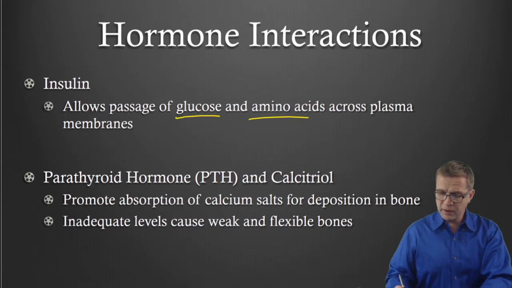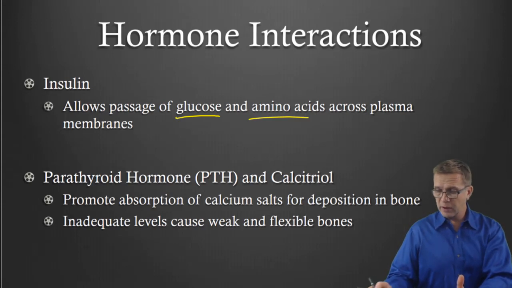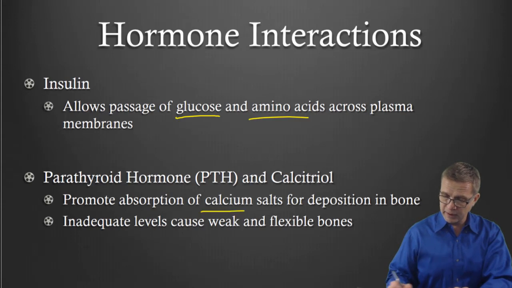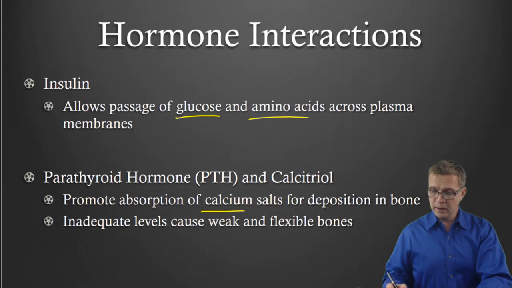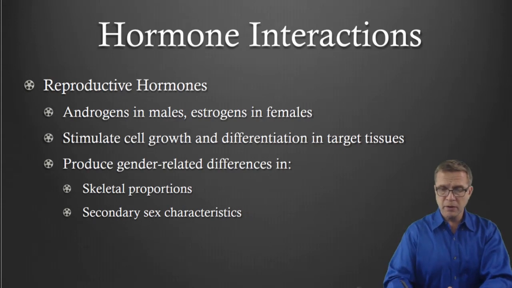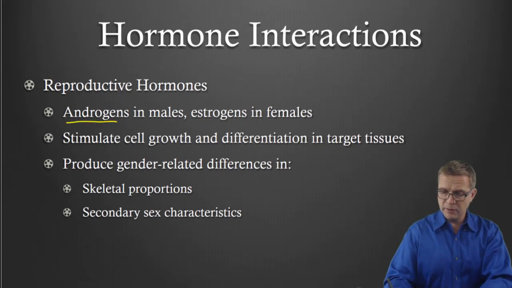Parathyroid hormone and calcitriol, well, what's going to happen there? We know that these are the ones that are going to help regulate blood calcium levels, right? It's all about blood calcium levels. We talked about that. And if we don't have proper levels of PTH and calcitriol, then we can have weak and flexible bones.